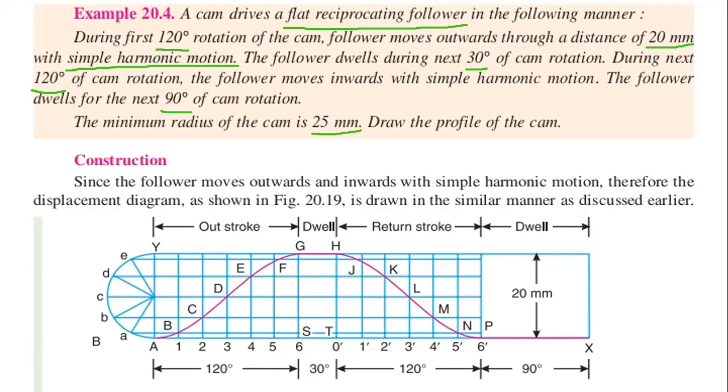After drawing the rectangle, you have to divide the rectangle into 4 different sections. The first one is the outstroke section, the second one is the dwell section, the third one is the return stroke, and the last one is the dwell.